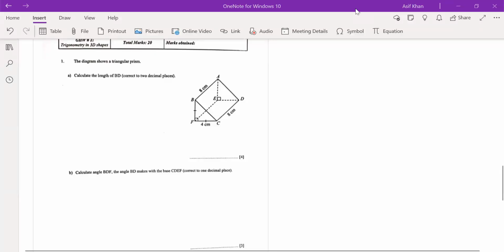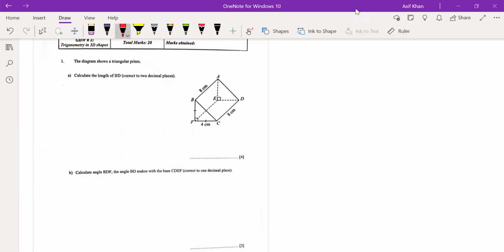Here in this one, what he's saying, the diagram shows a triangular prism. Calculate the length BD. This length BD you have to calculate from here to there, this length BD, and correct to two decimal places as well.